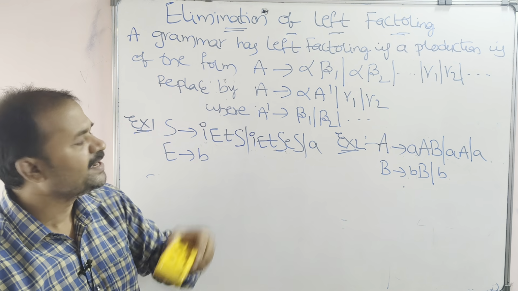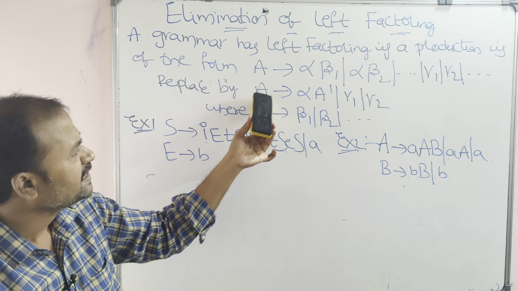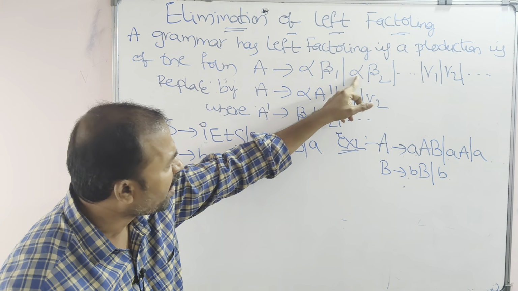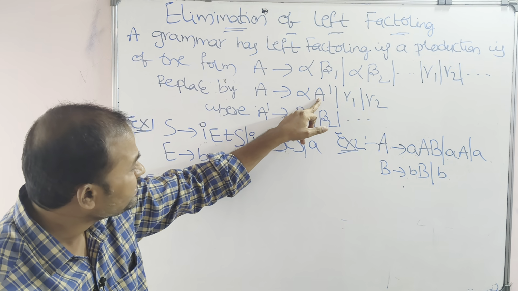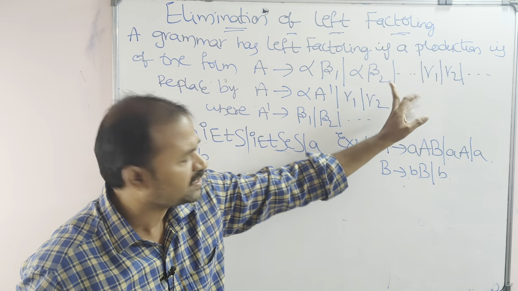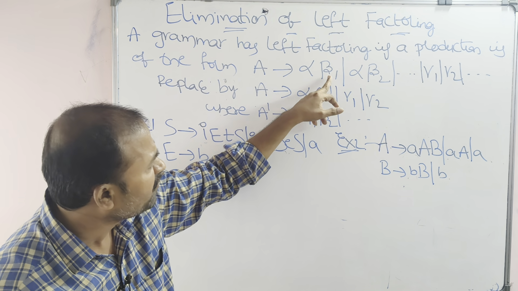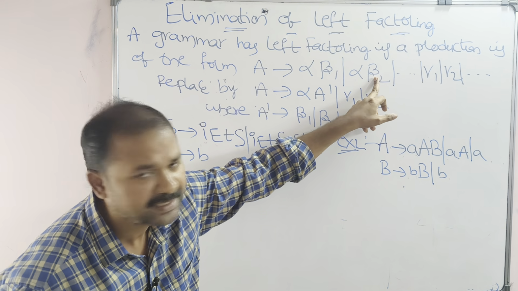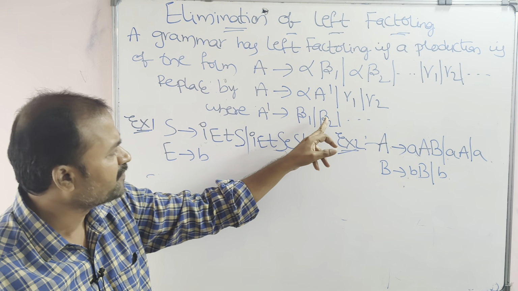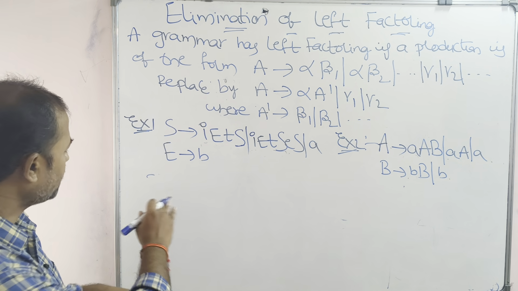In order to eliminate the left factoring, replace these productions by A produces alpha A dash, or gamma 1, gamma 2, where A dash produces beta 1, beta 2, and so on. Let us solve these two examples.